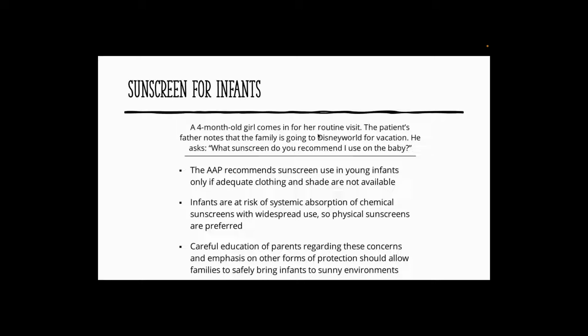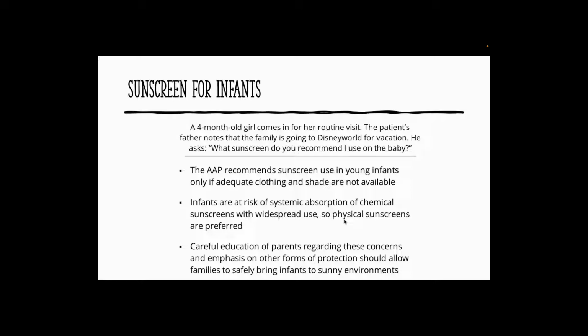Infants are at risk of systemic absorption of chemical sunscreens with widespread use. So physical sunscreens are preferred. And then careful education of parents regarding these concerns and emphasis on other forms of protection should allow families to safely bring infants to sunny environments. So to break this down, the most important thing is to actually use clothing and proper use of shade to protect the infant. If that's not available, then using physical sunscreens such as zinc oxide-based sunscreens are going to be much better to use in kids.